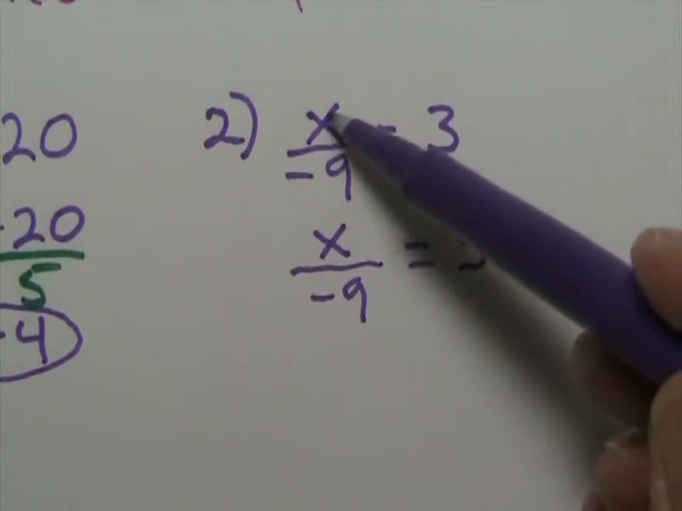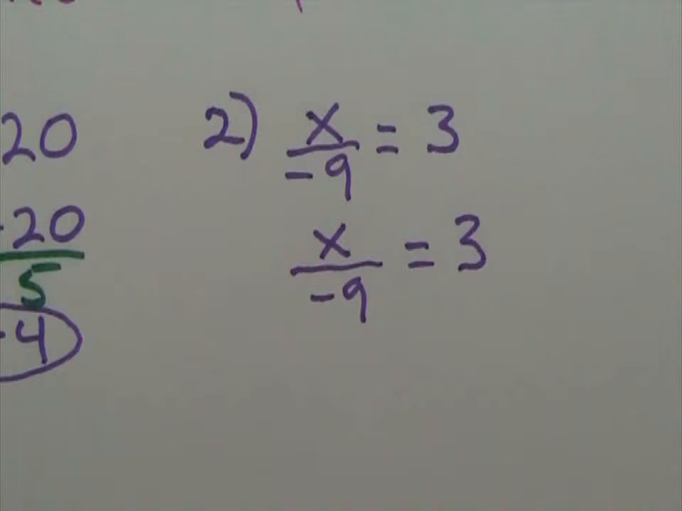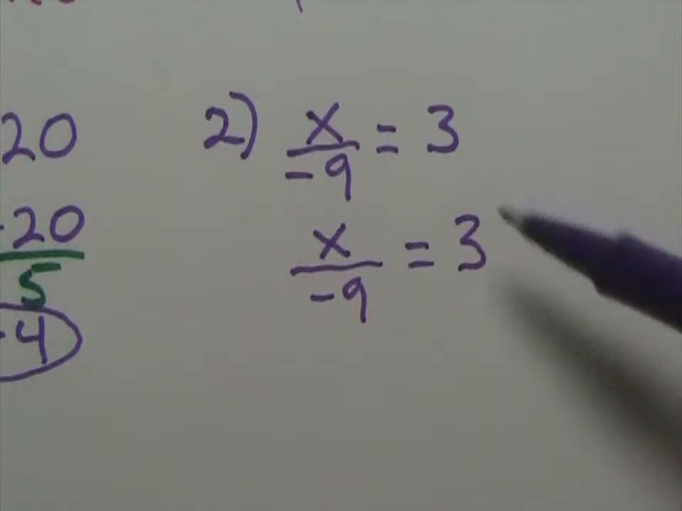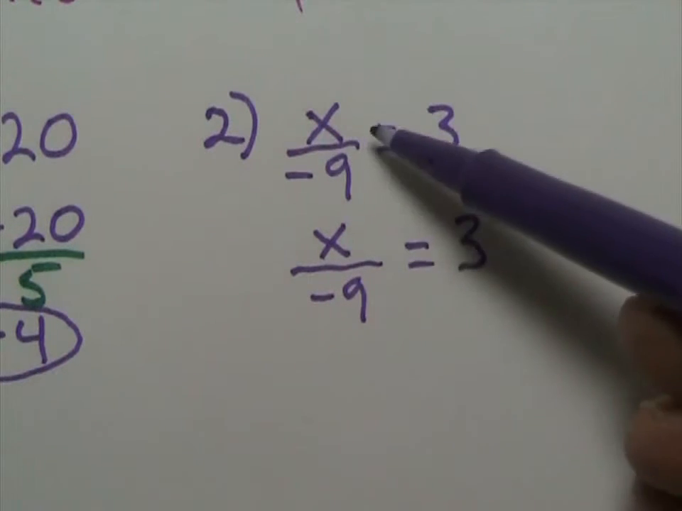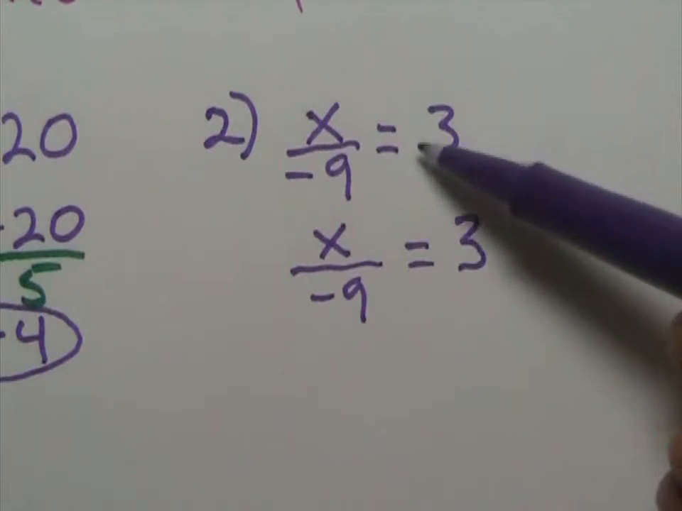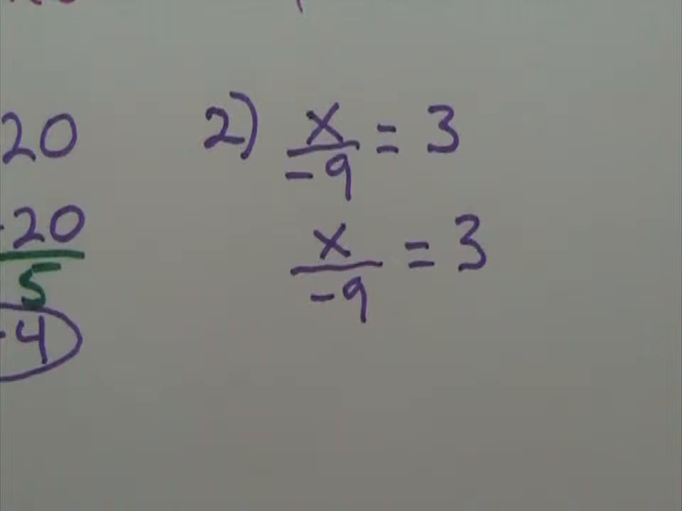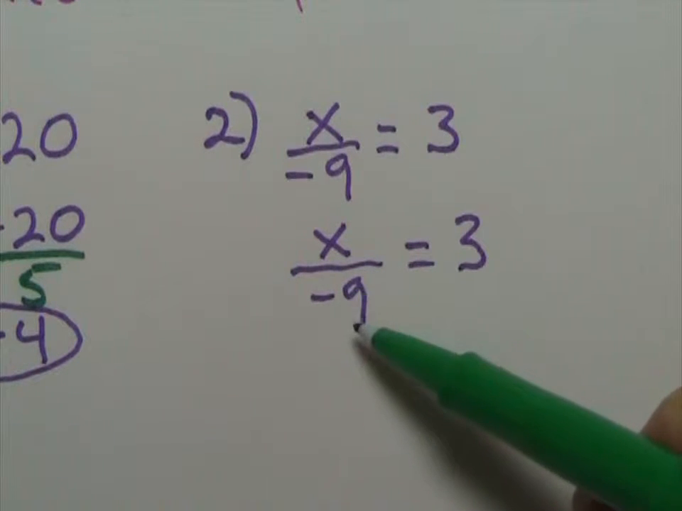Second example, we have x divided by -9 equals 3. Now write the problem twice. That way you can look at the problem and then see what you did to it later on. All right, so we divided by -9.